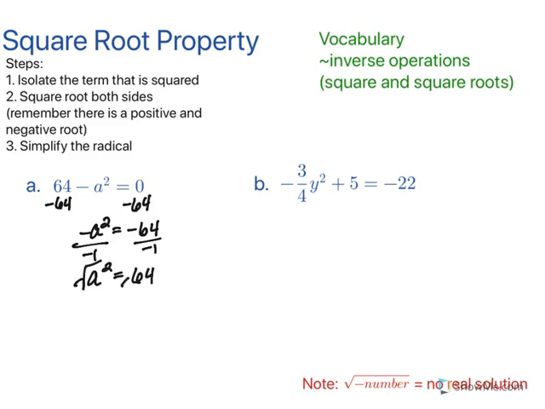And now we can take the square root of both sides. Remember that when I take the square root of 64, it's going to be both 8 and negative 8, since there are two roots, a positive and a negative one. And then so my solution here would be positive or negative 8.